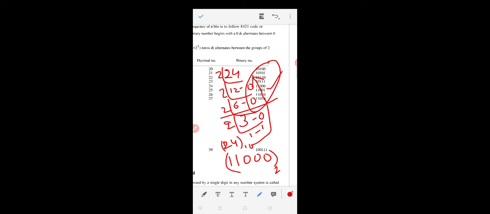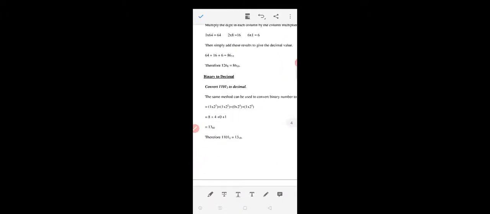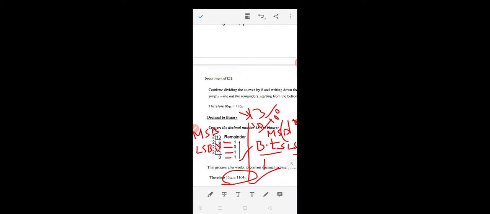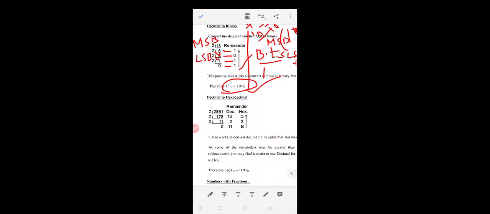Similarly we convert different equivalents, different base conversions. Dear students, I again tell you, please practice well for better understanding of these concepts.